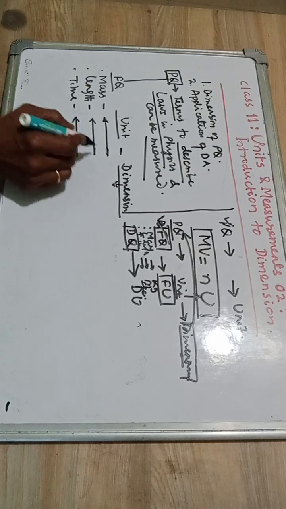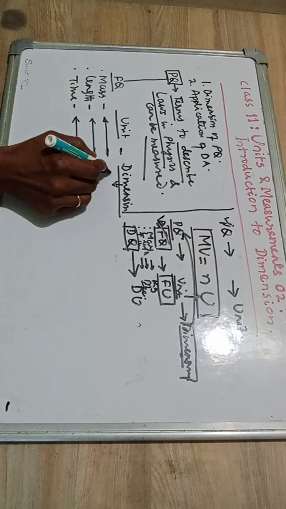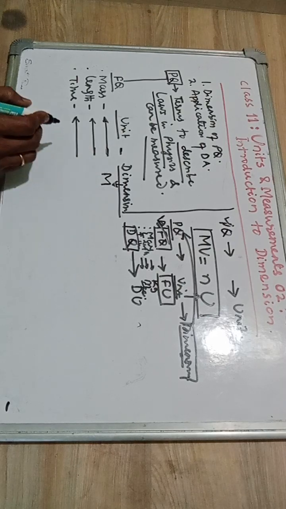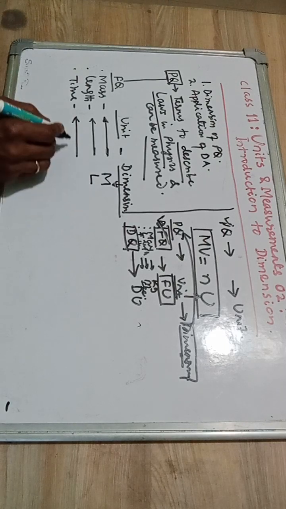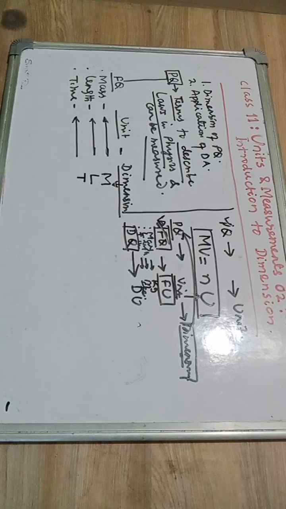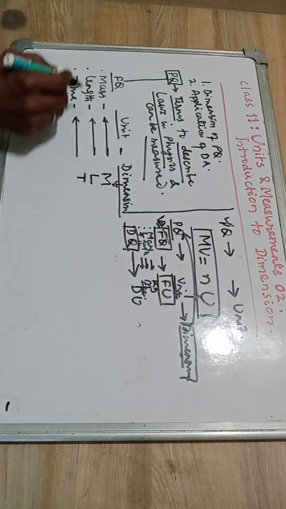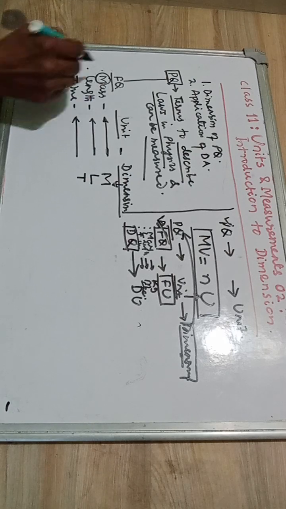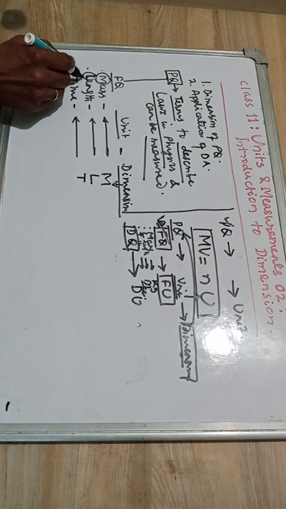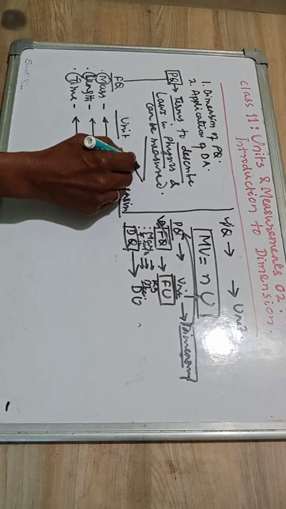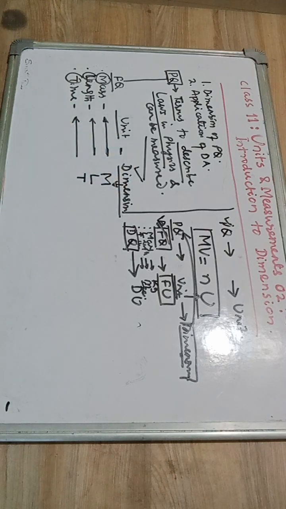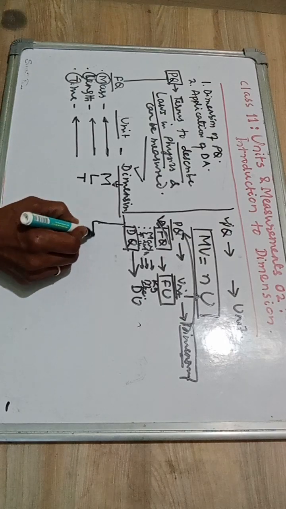For mass dimension, we have assigned the symbol M. For dimension of length, we have assigned the symbol L. And for dimension of time, we have assigned the letter T. These are the first letters: for mass M, for length L, for time T. These letters are assigned to describe the dimension of any physical quantity.